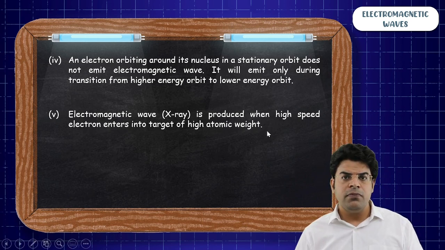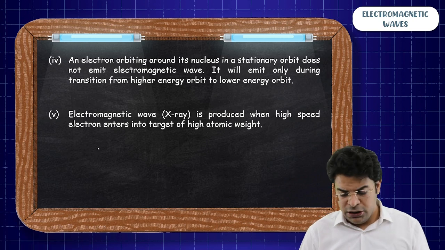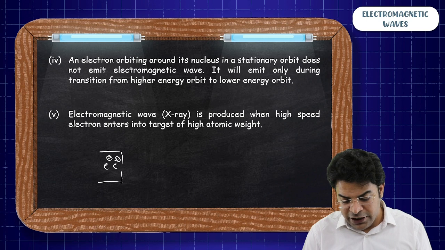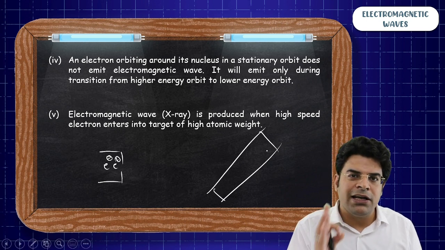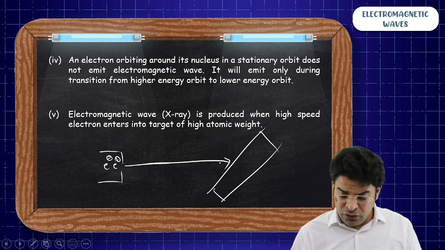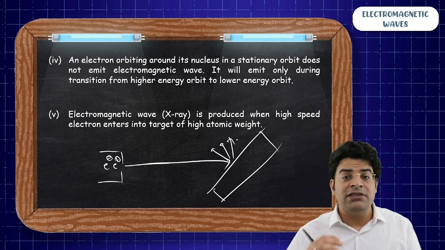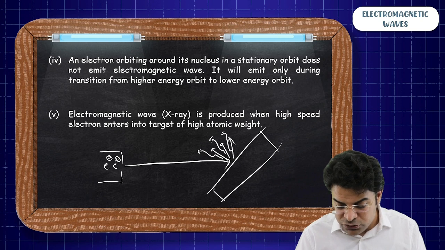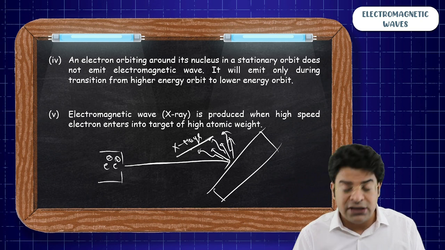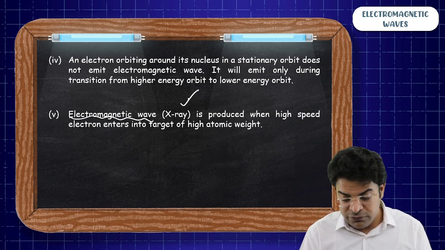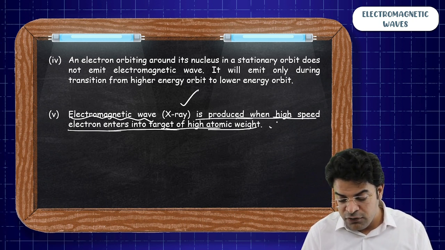Next point, electromagnetic waves, X-ray, is produced when high-speed electrons enter into a target of high atomic weight. How are X-rays produced? We take an electron gun, and through this electron gun, after accelerating electrons, we shoot them on a metal having large atomic mass. When the electrons hit here, the electrons get scattered as well as one more type of radiation is produced. This one more type of radiation is called X-rays. X-rays are a type of electromagnetic radiation.